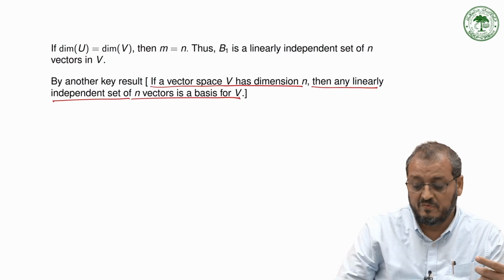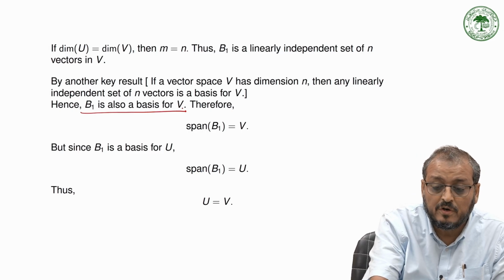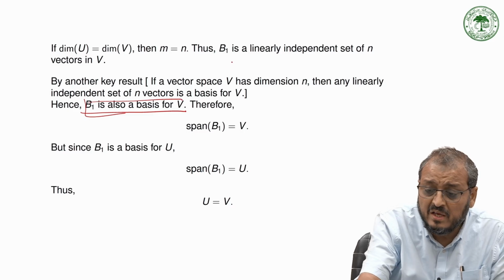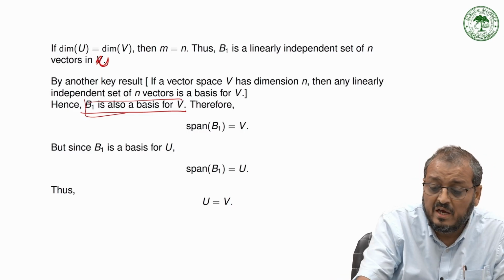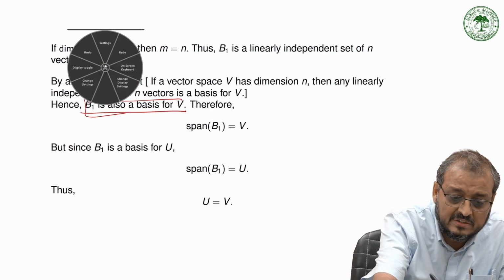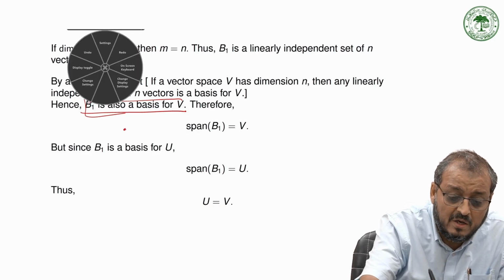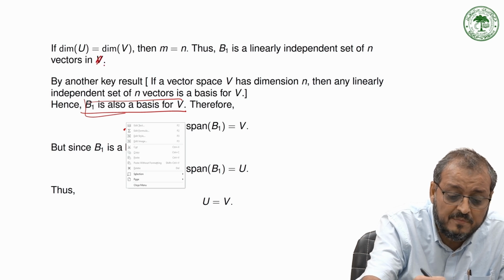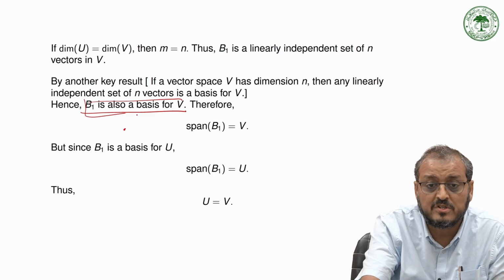So by this result we can say that hence B1 is also a basis for V. B1 is a linearly independent set of vectors in U. So because of this we can say that B1 is also a basis for V.